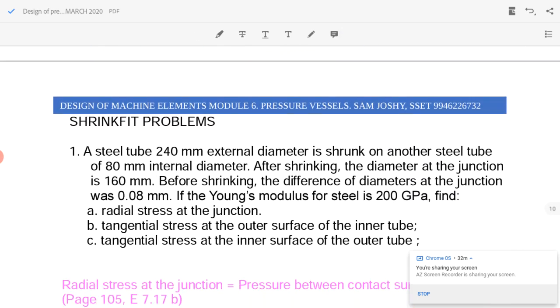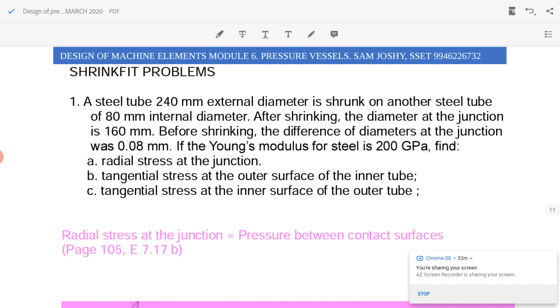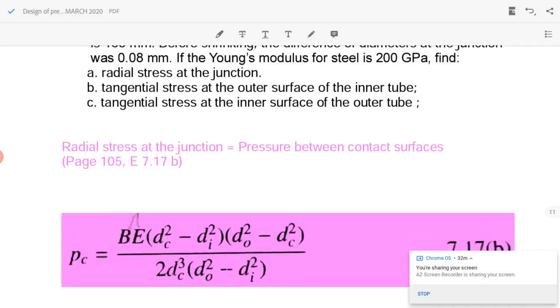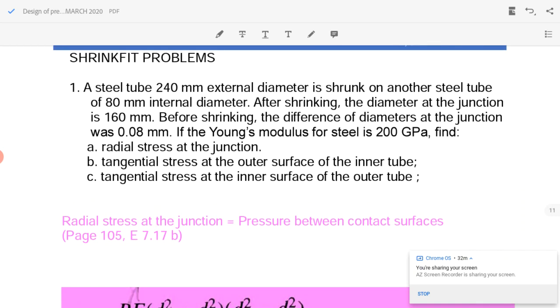Now we have the final problem, which is for shrink fit. When we have compound cylinders where one cylinder is fitted over another cylinder, we have shrink fit problems. In such questions, we will have two cylinders, one fitted over the other. So now we can consider this question. A steel tube 240 mm external dia is shrunk on another steel tube of 80 mm internal dia. So we can draw the diagram.